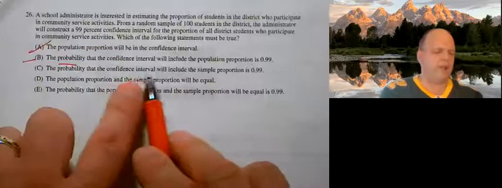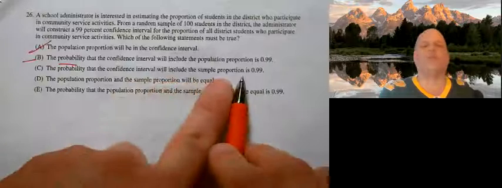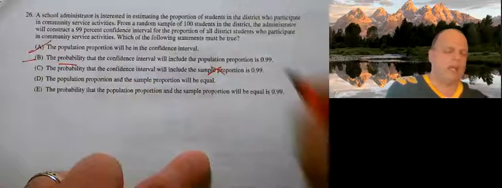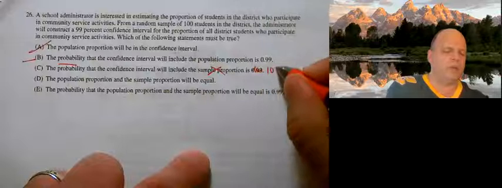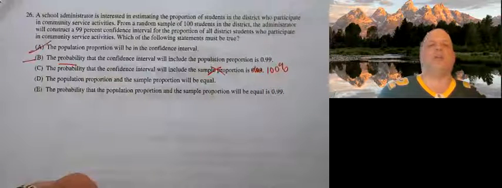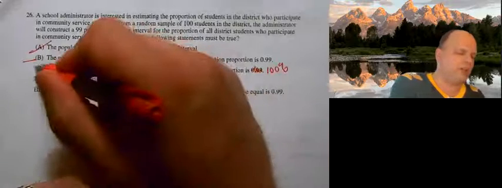The probability the confidence interval will include the sample proportion is 0.99. First off, we never talk about the sample proportion, and if they were going to do it, it should have been 100% because it will be in there in the middle 100% of the time. That's a guarantee.